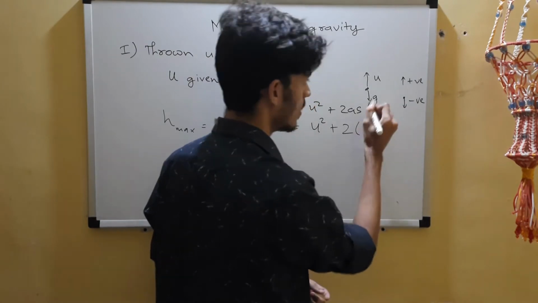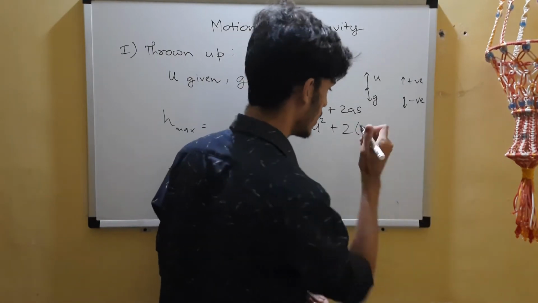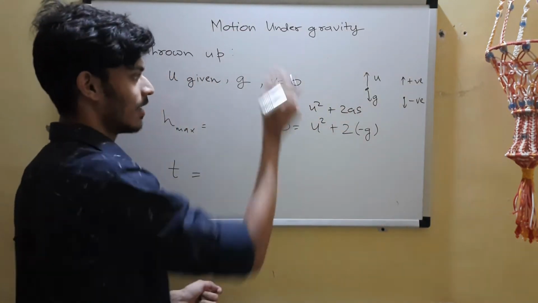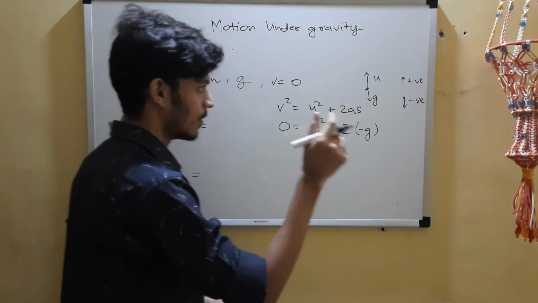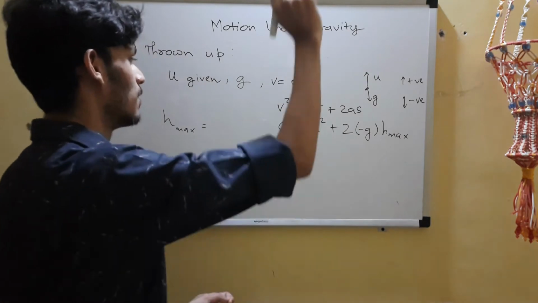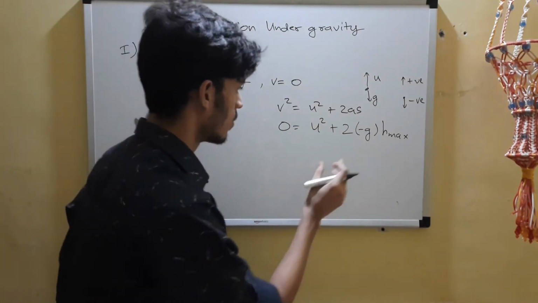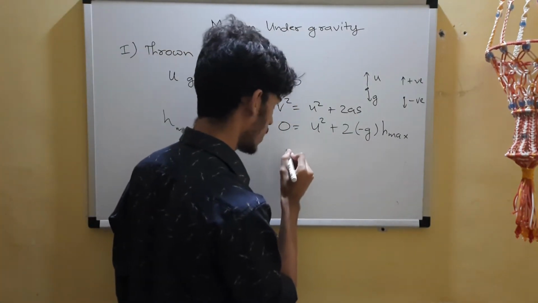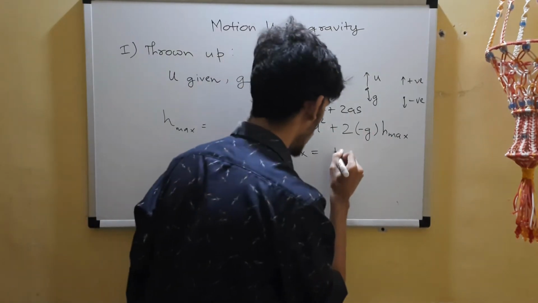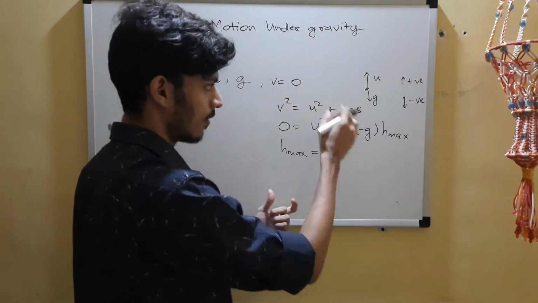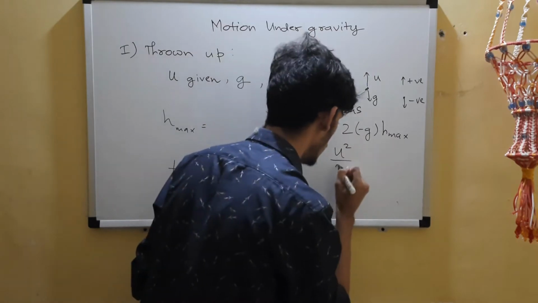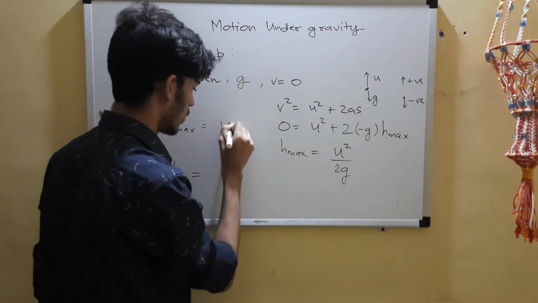2a, a is minus g, negative, right? Downward is negative, minus g, and s is the distance. When the final velocity becomes 0, what is the distance? H max, the maximum height. At maximum height the final velocity is 0. So you can note that h max. Now solve for h max. H max is u square by, so this goes there, negative sign goes, right? When you bring it over here, the negative sign goes: u square by 2g.